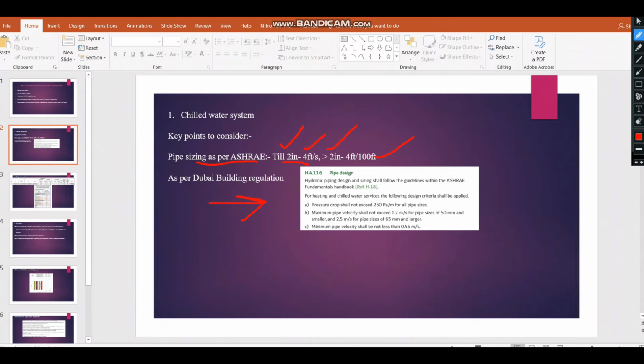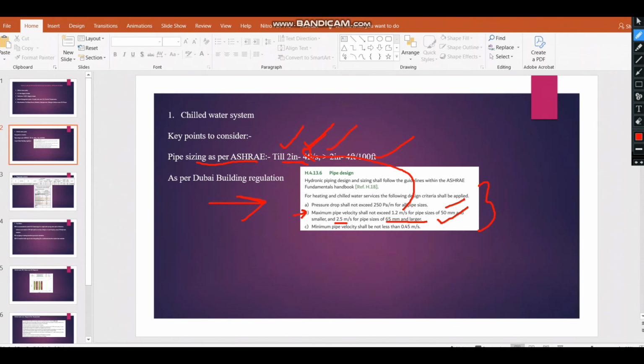When it comes to some local regulations, for example the Dubai building regulation, the key factor they add is that the maximum pipe velocity shall not exceed 1.2 meter per second for sizes up to 50 mm, and this can be increased to up to 2.5 meter per second for 65 mm and larger. If you go with this idea, you can see the velocity limit up to 2-inch: in this case, I can go 4 feet per second, which is approximately equal to 1.2 meter per second. So the ASHRAE Application Handbook and the Dubai building regulation consider almost the same value.